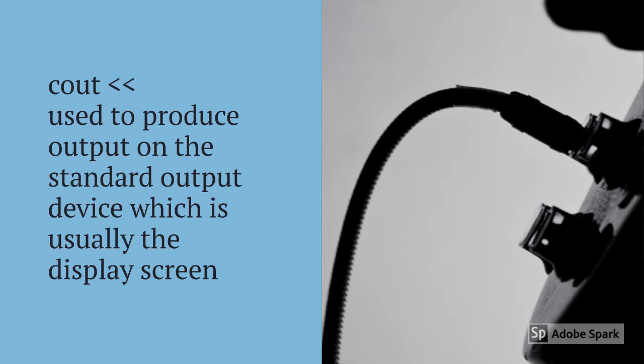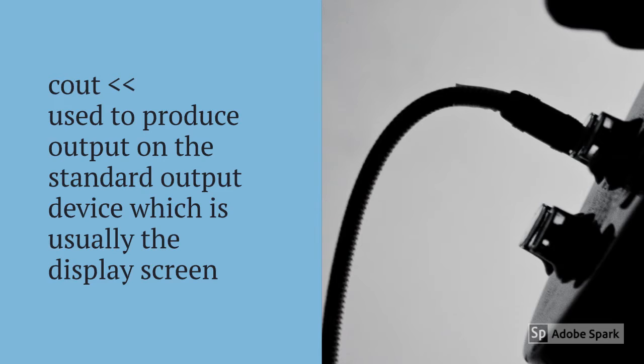The C++ cout statement is the instance of the ostream class. It is used to produce output on the standard output device, which is usually the display screen. The data needed to be displayed on the screen is inserted in the standard output stream using the insertion operator.